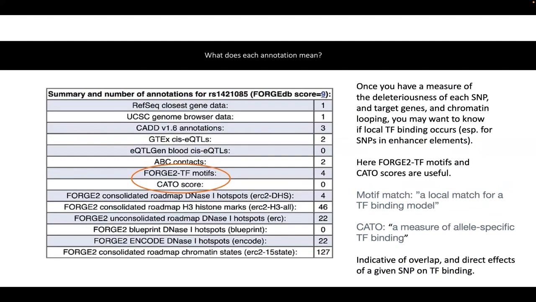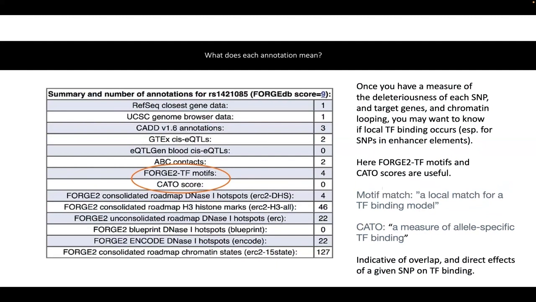Okay, so let's go to the next step. So motifs, transcription factor motifs. Once you have a SNP and you know that it's an eQTL for a target gene and it's also looping to that target gene, so it's an enhancer, for example, that loops to the target gene, you may be interested in knowing what transcription factor is binding this.